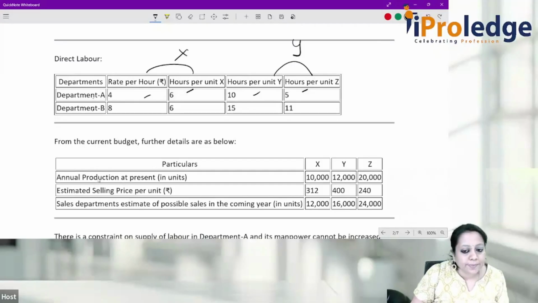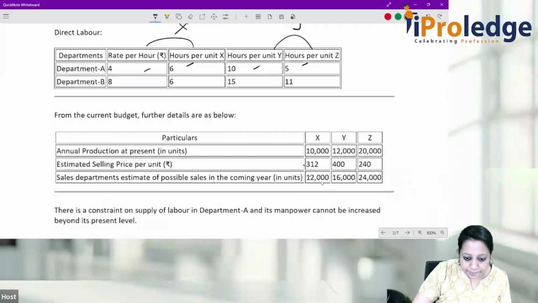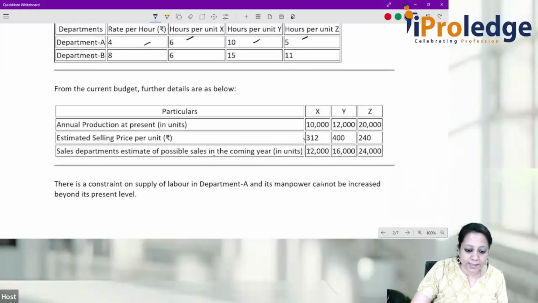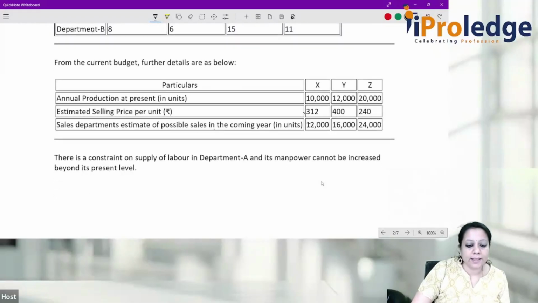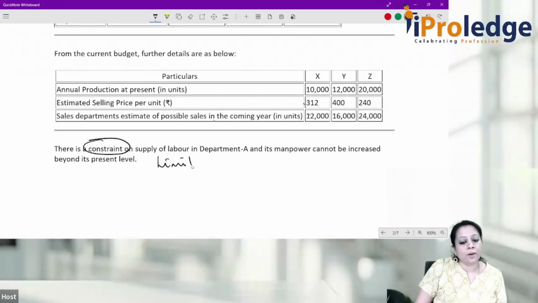Understood, students? Next, annual production is given, selling price is given, and the sales department's estimates for sales in units are given. So production and sales are given separately. There is a constraint. When you see this word, it means it is a limiting factor problem. I hope everybody got it.